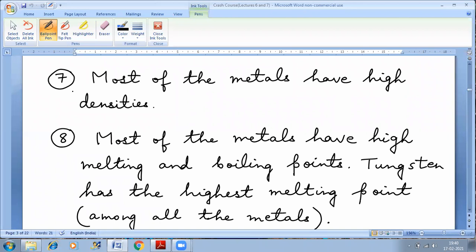And what is the symbol for tungsten? How do you represent tungsten? Yeah, it's W. Capital W is the symbol for tungsten.